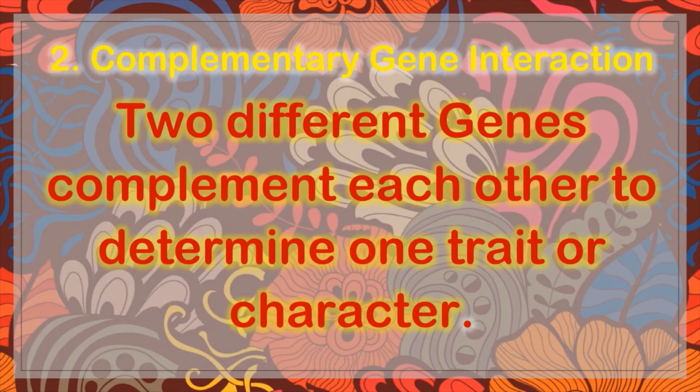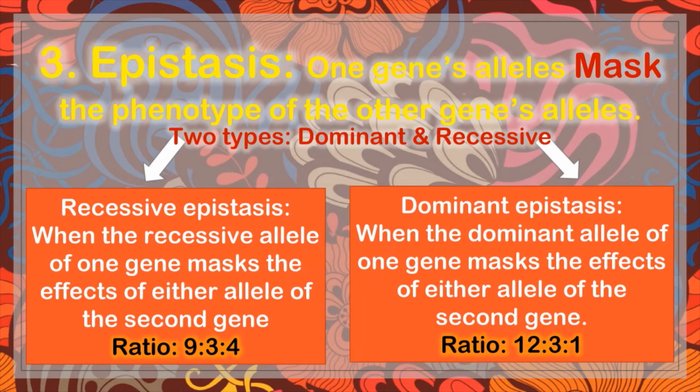Complementary gene interaction is a type of inheritance where you get 2 different types of phenotypes. For the expression of a trait, at least any one of the 2 dominant alleles is important. The third type of polygenic inheritance is called epistasis.